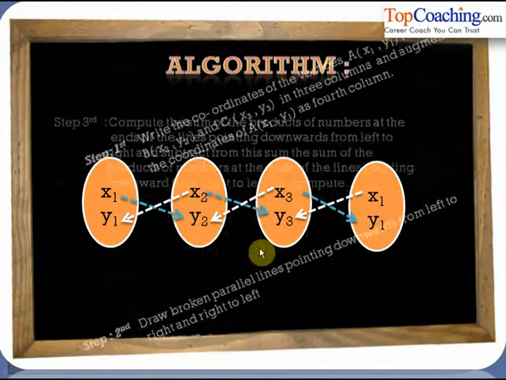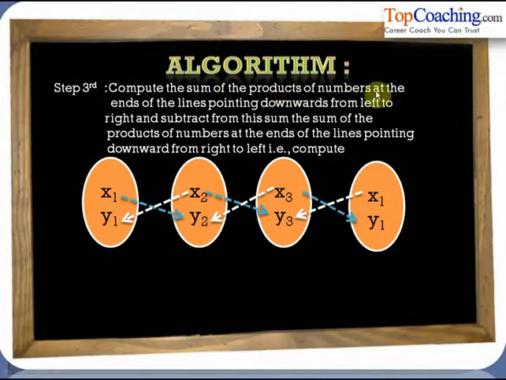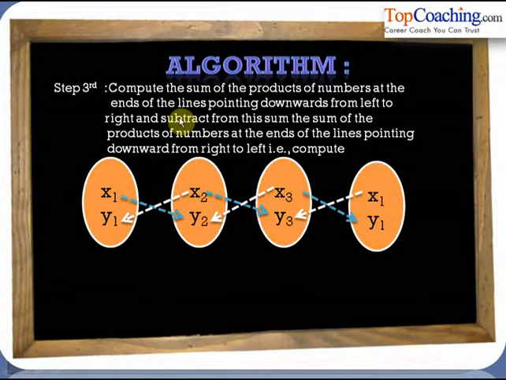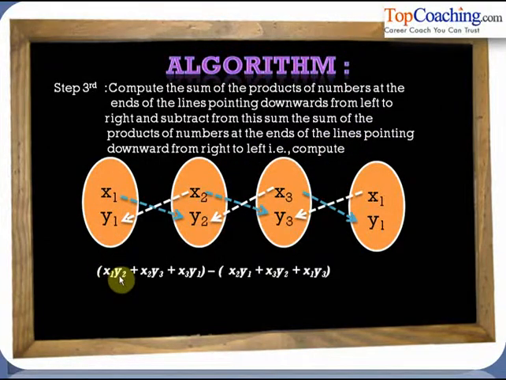Now in the third step, compute the sum of the products of numbers at the ends of the lines pointing downwards from left to right, and subtract from this sum the sum of the products of numbers at the ends of the lines pointing downward from right to left. That is, we compute this value: x1 y2 plus x2 y3 plus x3 y1 minus (x2 y1 plus x3 y2 plus x1 y3).